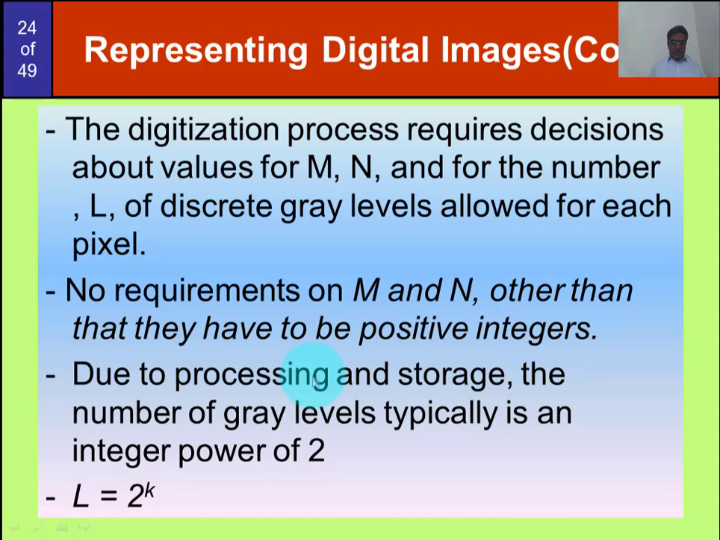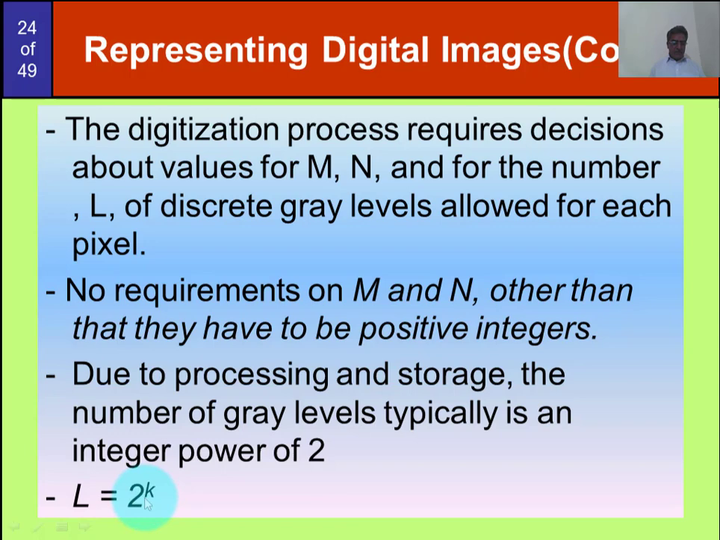Due to processing and storage, the number of gray levels typically is an integer power of 2. L is equal to 2 to the power k. That is, if it is a binary image, that is a black and white image, a two color image, then k will be 1, and 2 to the power 1 is equal to 2. L means the number of levels, so the number of colors will be 2. One color will be black and the other will be white. So the image will be black and white. The value of k here is 1.